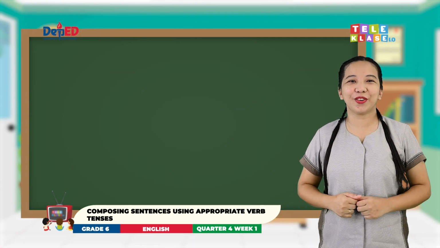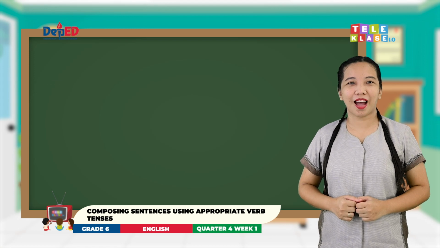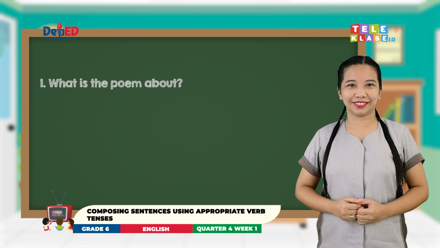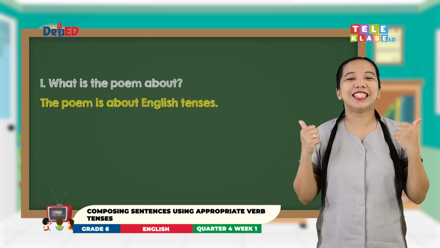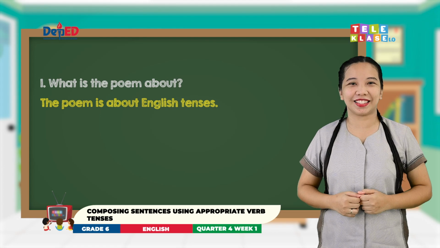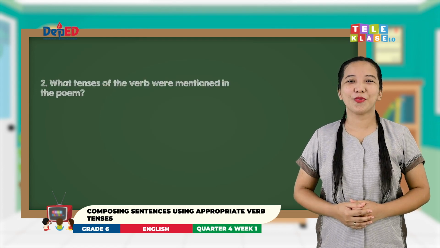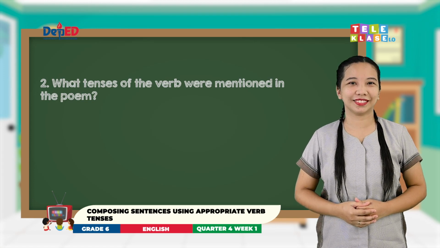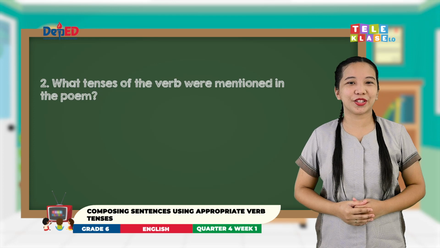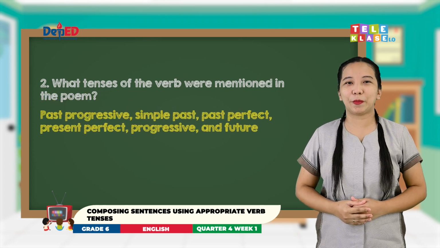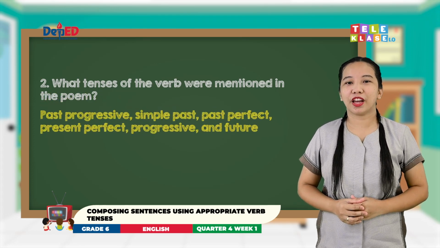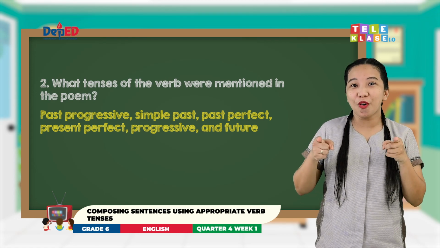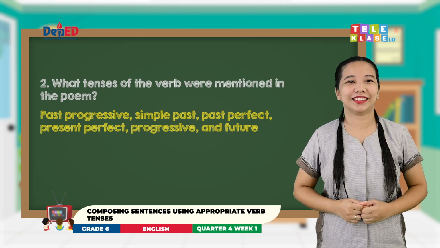Now let's answer a few questions about the poem. What is the poem about? That's right! The poem is about English tenses. What tenses of the verb were mentioned in the poem? If you answered past progressive, simple past, past perfect, present perfect, progressive, and future, you are correct.